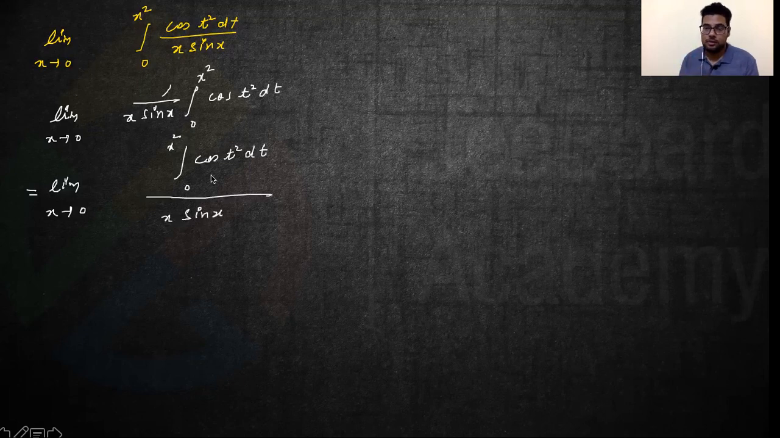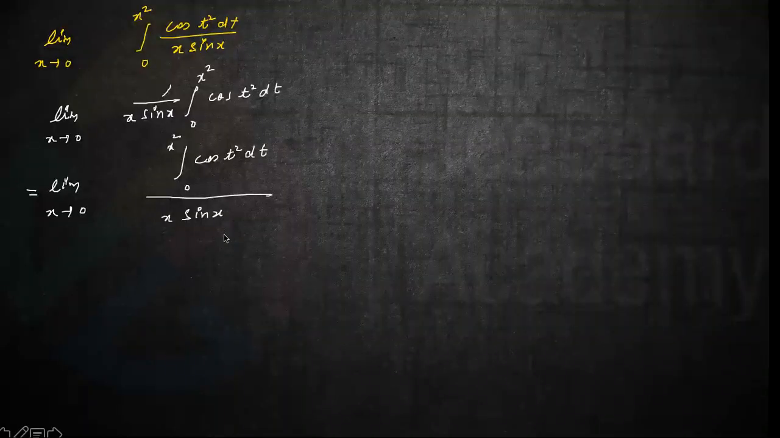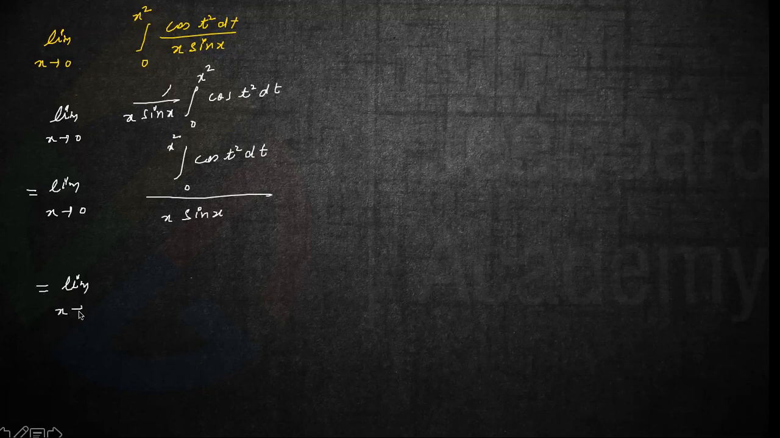Now this is 0 by 0 form, and this has become exactly the same question as the previous one. So here you can differentiate this, limit x tends to 0. Again, this is 2x, and this becomes cos of x raised to the power 4. This is a constant, so this becomes 0.